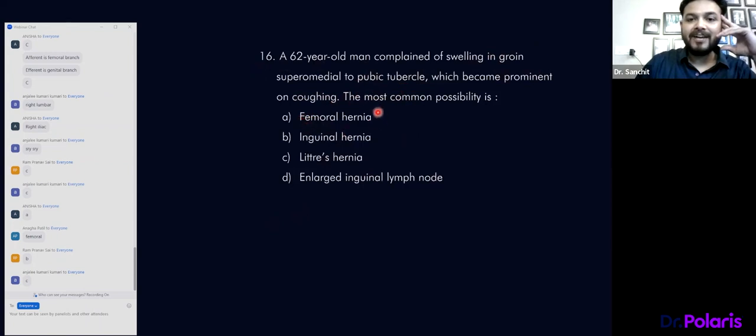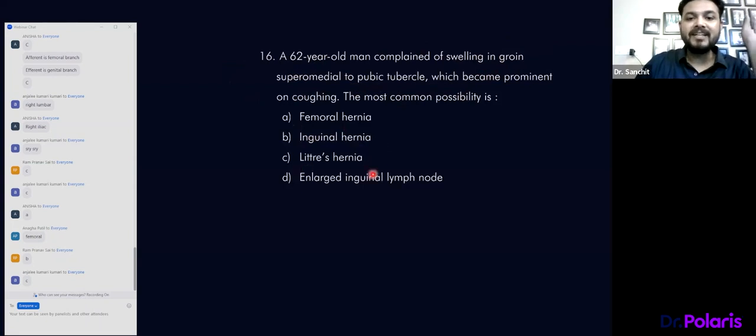Correct? So if you have any kind of swelling in and around the medial end of the thigh, usually it will become femoral. Correct? But if you have any swelling next to that area, you will always get this question: groin, superomedial to pubic tubercle. Groin, superomedial to pubic tubercle. Always think inguinal hernia. Nothing else.